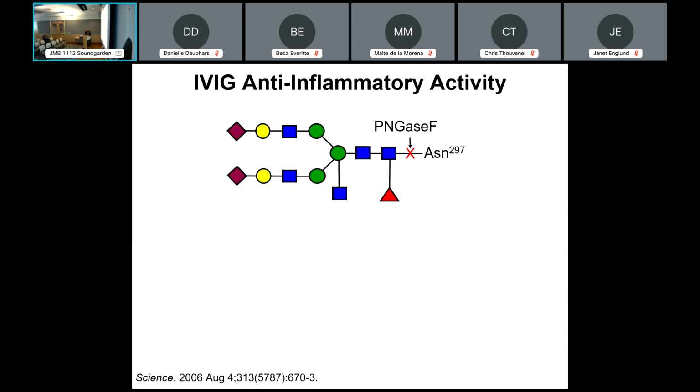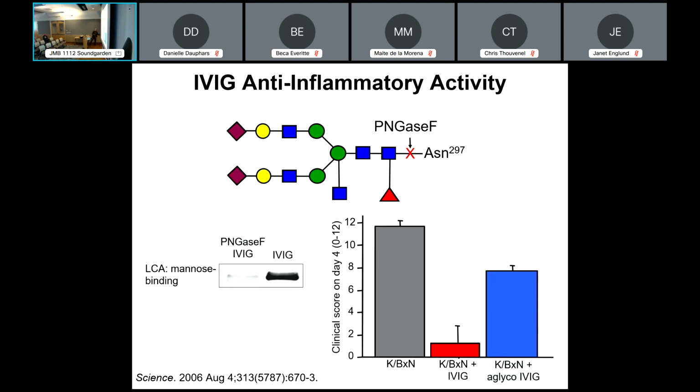So right before I joined Jeff's lab, they did a very simple experiment where they just removed the glycans from IVIG with the enzyme PNGase F. And that was just confirmed by this lectin blot. And then they tested it in the K/BxN model. And you can see by clinical score, the serum transfer was fairly robust at triggering inflammation, shown in gray. IVIG prevented the swelling, the clinical score about 2 in red. And the deglycosylated preparation lost its activity.